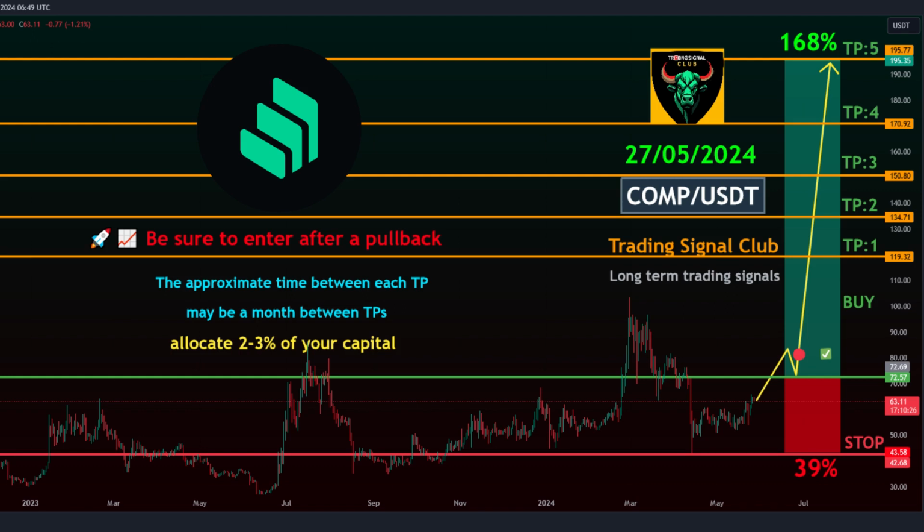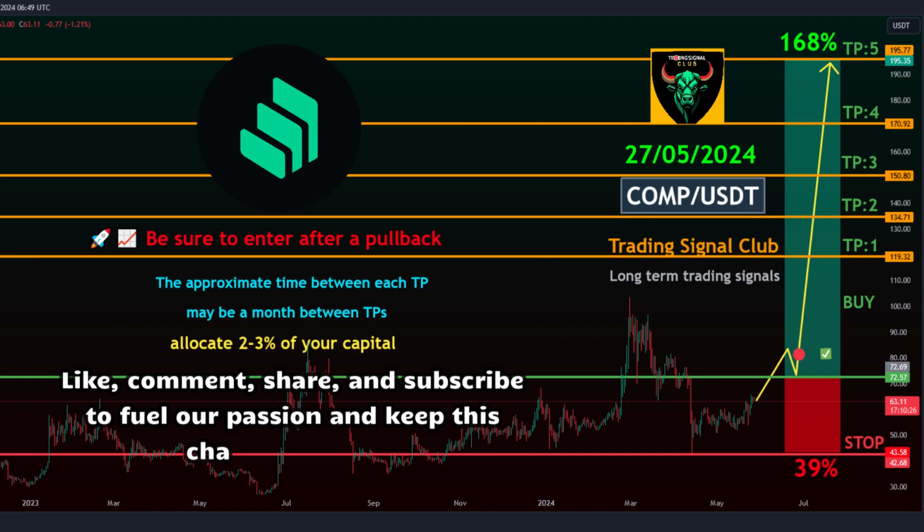Trading style: spot trading. Target time frame: approximately 1 month between take-profit targets. Entry levels: $73 to $83. Take-profit targets: Target 1.